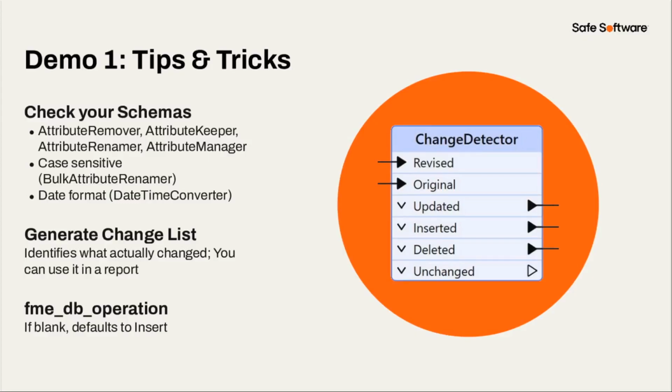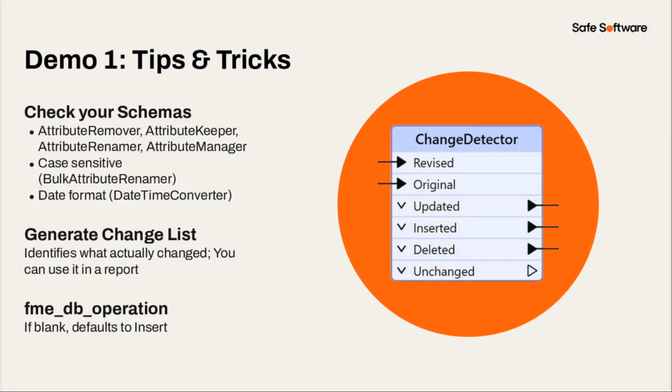There are these four transformers, for example, that you can use, like the attribute remover, keeper, renamer, and manager, to manage the fields. For format mismatches such as case sensitivity or length limits, the bulk attribute renamer can standardize casing. If comparing dates, you can ensure formats match using the datetime converter. And by generating a change list, you can determine what changed and use it in a report as well.